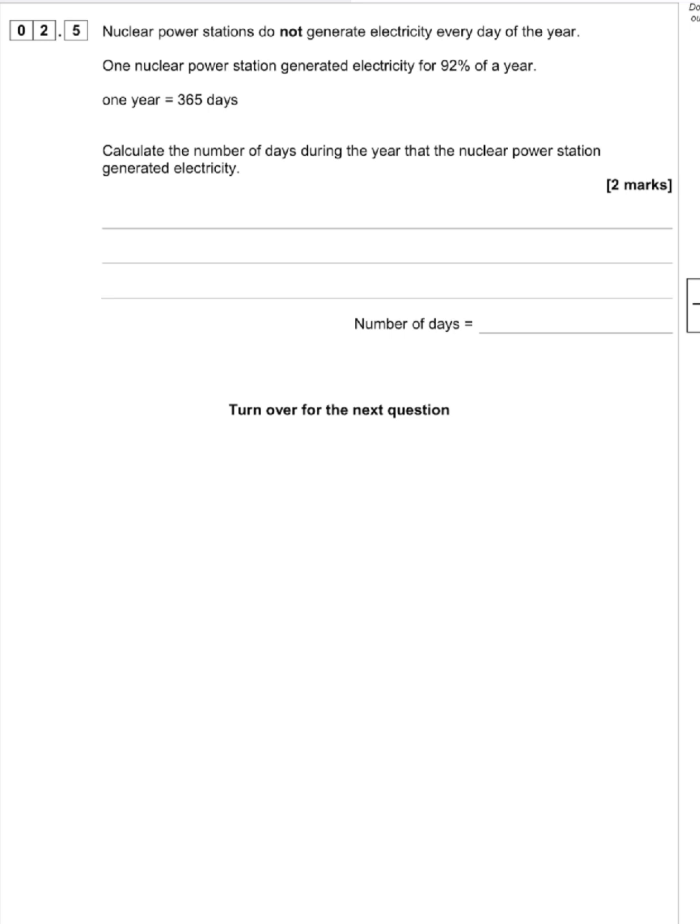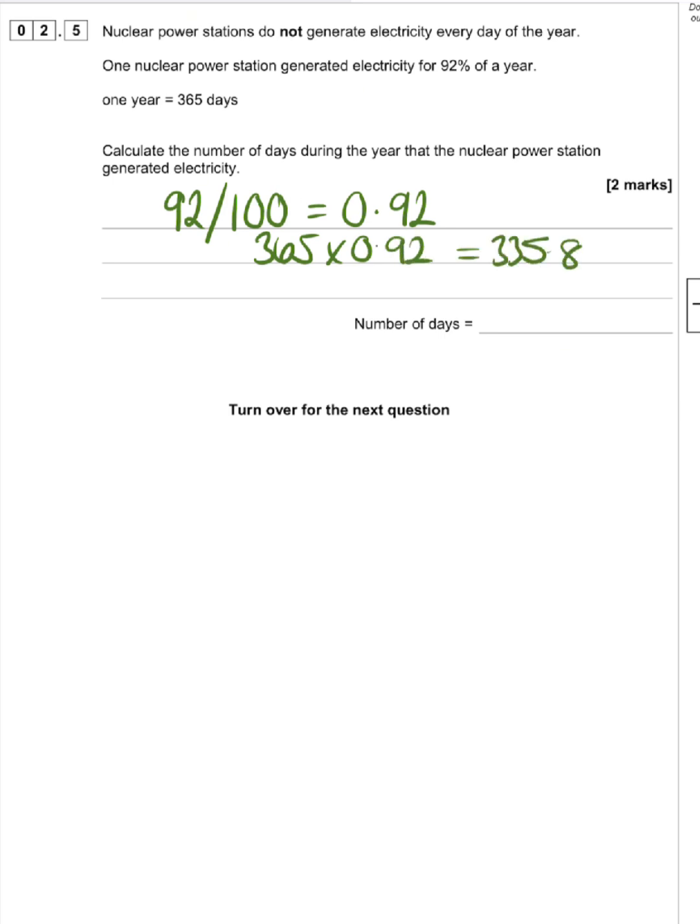The way that we do that is we say, well, 92%, we convert that into a decimal. So we do 92 divided by 100, which gives us 0.92. So that is 92% as a decimal. What we then do is we take our 365 days and we multiply that by 0.92, and that gives us an answer of 335.8. So that means that the number of days it will actually generate electricity for are 335.8. But you can give an answer of 335 or 336.